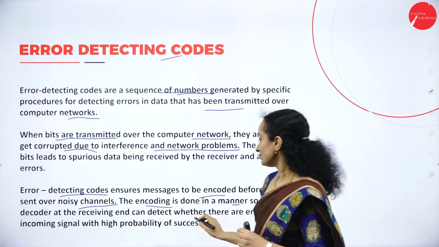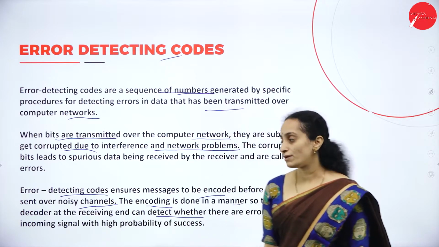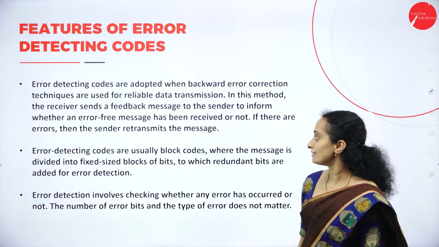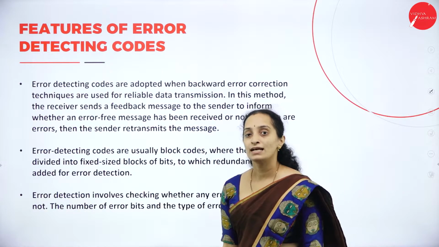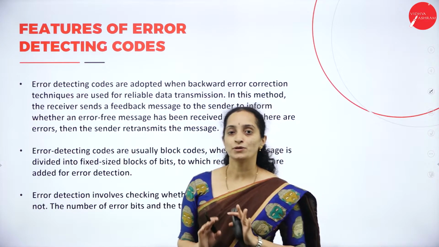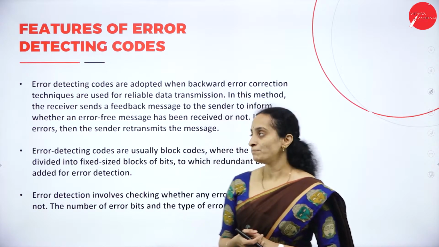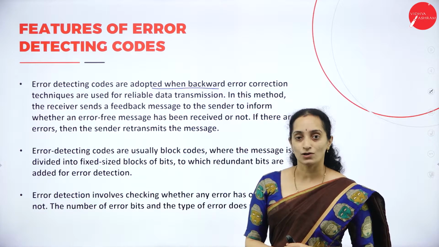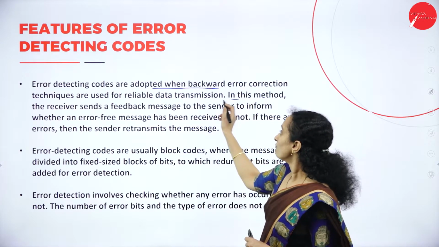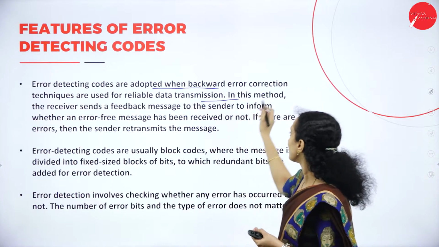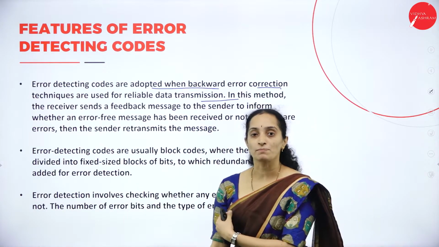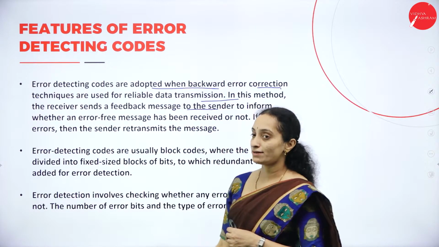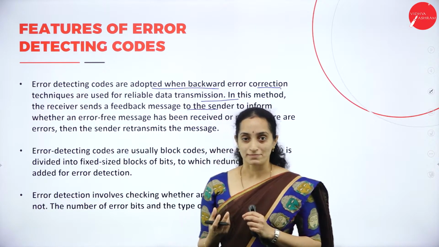For this, we have some methods that can be followed in digital devices, which help the receiver to identify any error. These error detecting codes are adopted for backward error correction. What is backward error correction is, the receiver sends a feedback message.